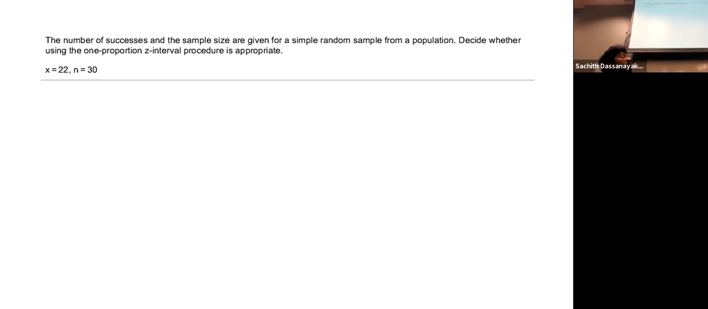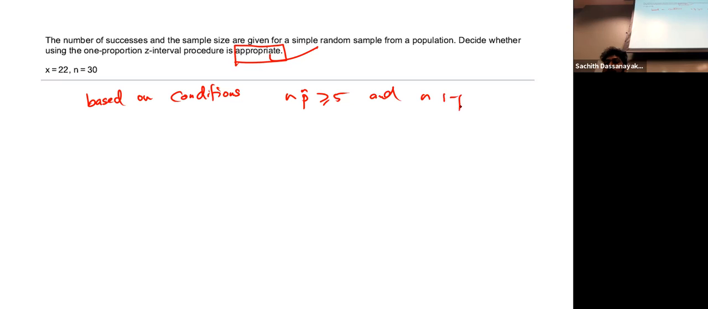Okay, for the last time, what do you think about this one? Appropriate or inappropriate? Number of successes and the sample size are given. X and n are given. So you have to check those two conditions. Based on that, this is appropriate, based on conditions. Okay, clear? Based on n p hat greater than or equal to 5 and n times 1 minus p hat greater than or equal to 5. Right?